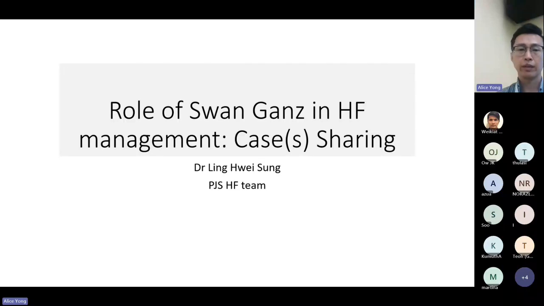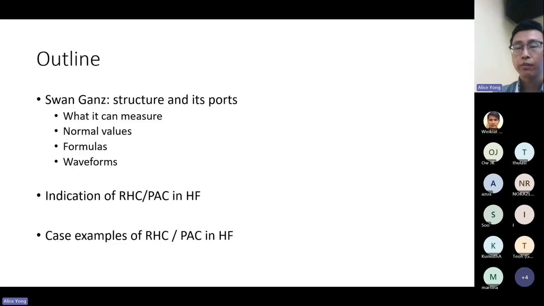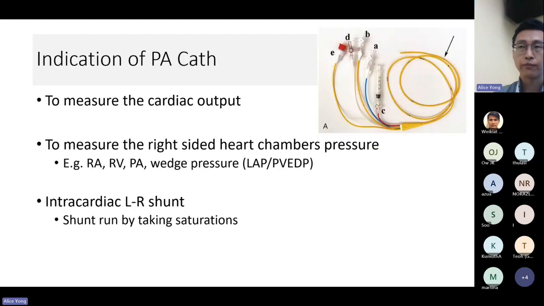Numbers, and makes our life a little bit easier during on-calls, and also making decisions without having to touch the patients. So I was tasked to give some case sharings on Swan-Ganz, in particular heart failure. I will share 3 cases that I often encounter when I'm having attachment back in Singapore. But because this is something that is rather new to our own community here in PJS, probably I'll just start off with a little bit of introduction of the PA cath or the right heart cath, Swan-Ganz.